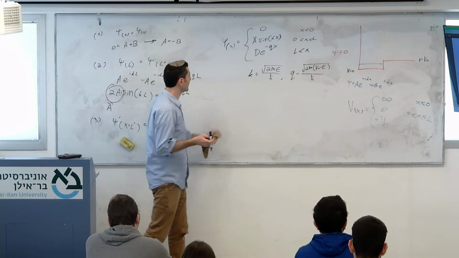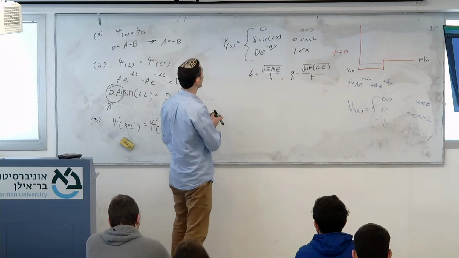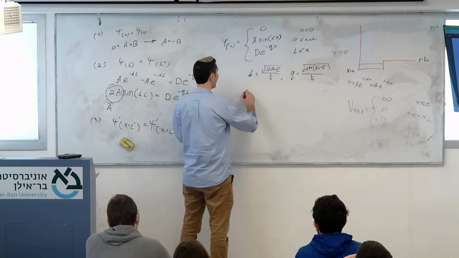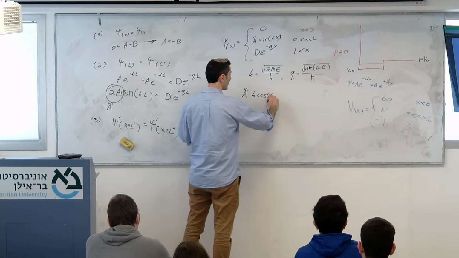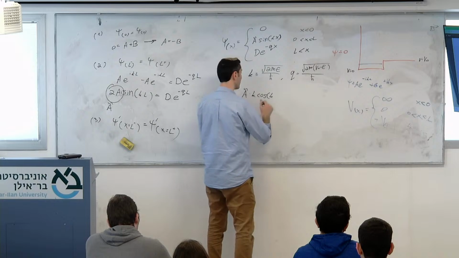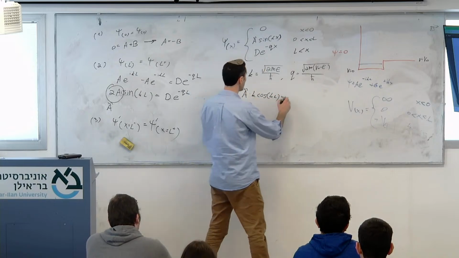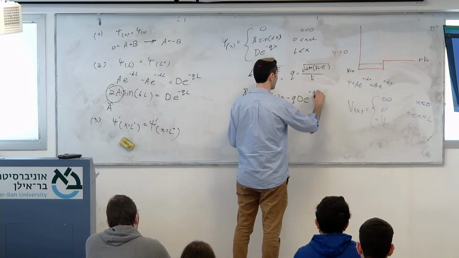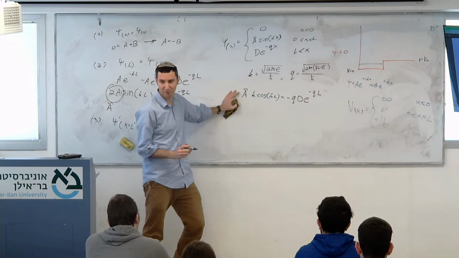I didn't do yet the derivative of this at x equals L is equal to the derivative of that at x equals L. Let's do this. The derivative of sine is cosine. So I have A tilde times k cosine of kL is equal to the derivative of that, which is minus q D e to the minus qL. This is the continuity of the derivative.